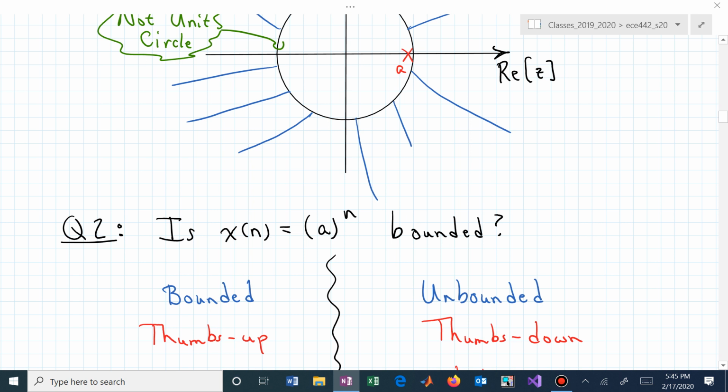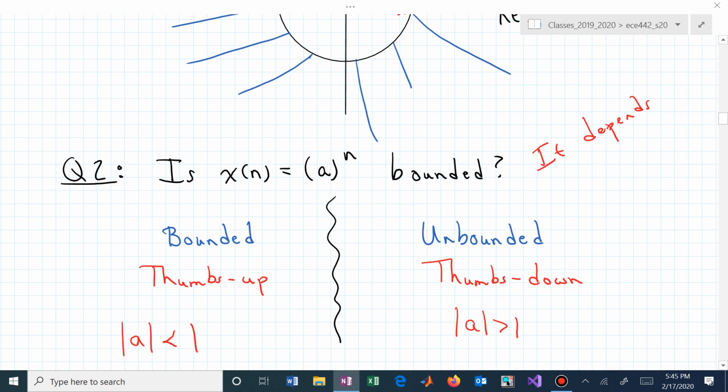I see a mixture. And a mixture is okay because it depends. It depends on what A is equal to. I didn't define what A was equal to. I didn't say where the unit circle was. So is x of n equal to a to the n bounded? You could say it depends. There was no middle thumb on this one.